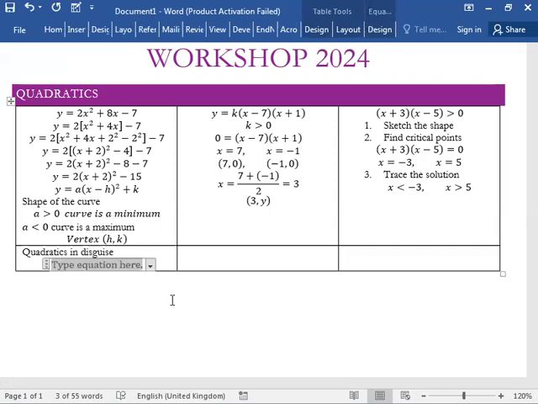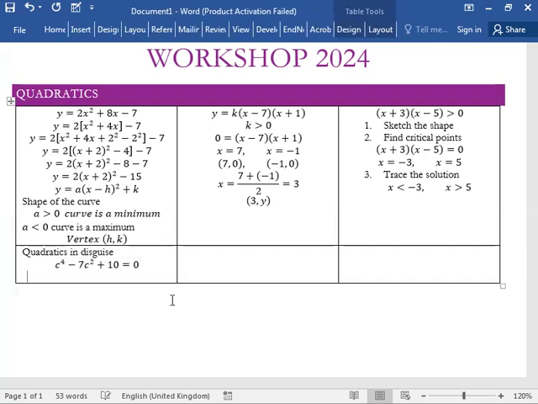For example, if I have c to the power 4, minus 7c square plus 10 is equal to 0. Now I see it is a 3-term equation. Yes, it is not a quadratic equation, but there are only 2 variable containing terms. And of those 2 terms, one is the square of the other.